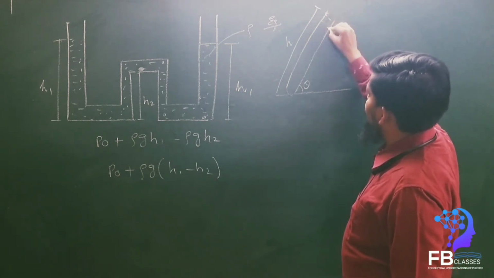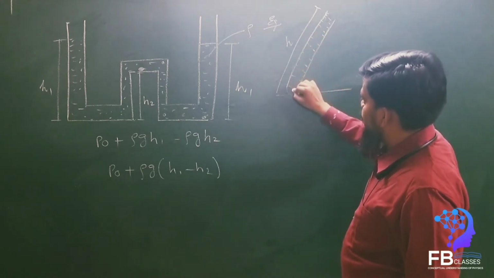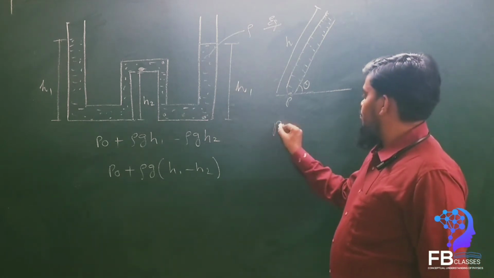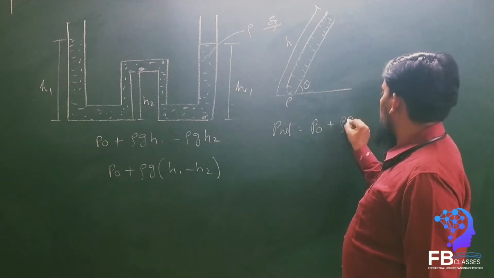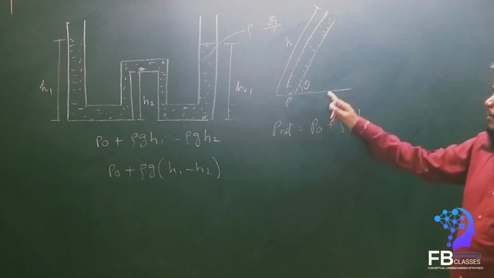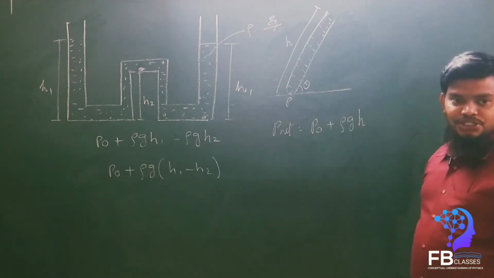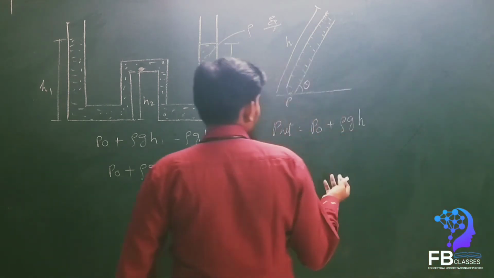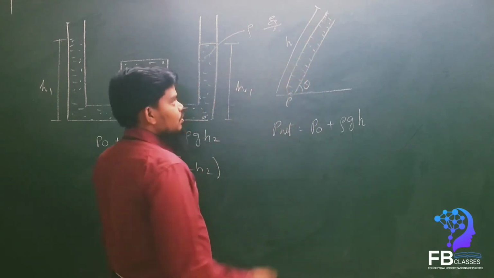Now, how much pressure will be exerted by the liquid at the bottom point P? We can write P net is equal to P naught plus rho G, but it is not H. If it is perpendicular, then we can write H. But I am making the angle theta. Are you getting my point? Yes, sir. So now we have to take it vertically.